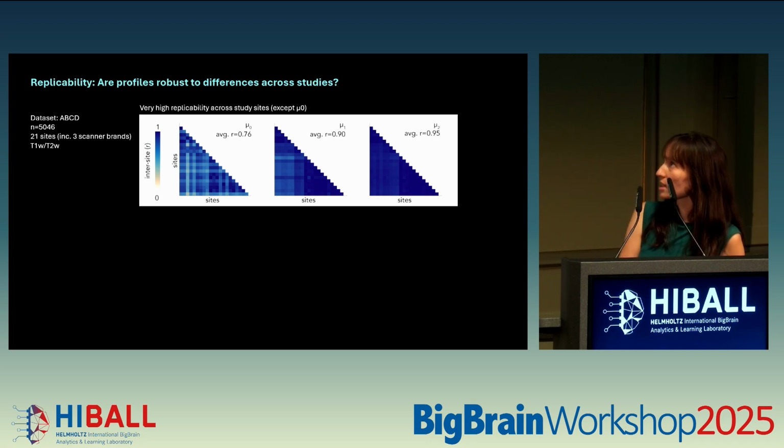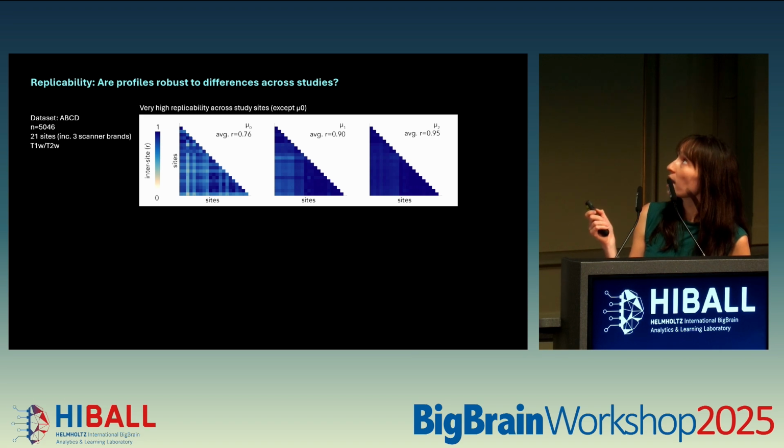The final aspect of our testing was about the replicability. So whether you could reasonably assume that you're going to get the same type of maps across different sites. So we looked at the ABCD data set, which had 21 sites of 10-year-olds across the US. We looked at 5,000 participants, and this is T1 over T2. And once again, we find okay, but a bit low replicability in terms of the 0th moment.